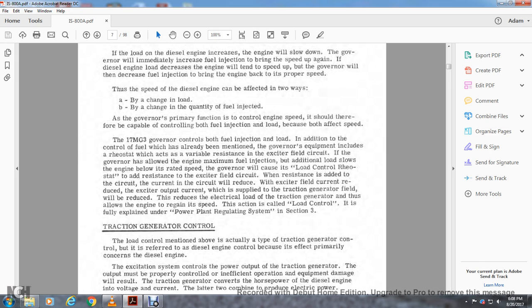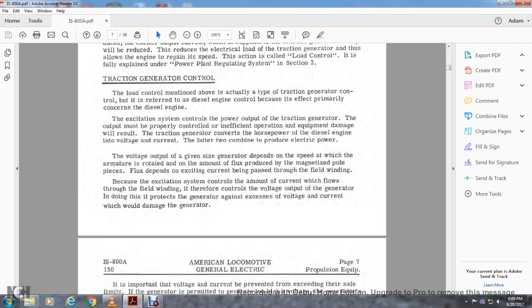In addition to the control already mentioned, the governor equipment includes a rheostat, which acts as a variable resistance in the exciter field circuit. If the governor senses the engine slowing below its rated speed because of additional load, it will cause the load control rheostat to add resistance to the exciter field circuit. With the resistance added, the current in the circuit will reduce. The reduced exciter field current reduces the exciter output current supplied to the traction generator field, which reduces the electrical load on the traction generator. This allows the engine to regain its speed. This action is called load control, as fully explained in the power plant regulating system in section 3, traction generator load control.